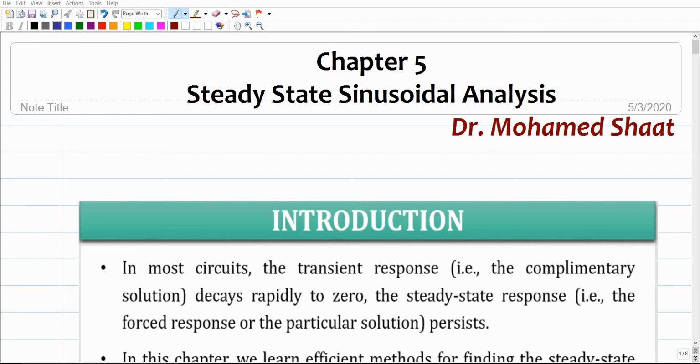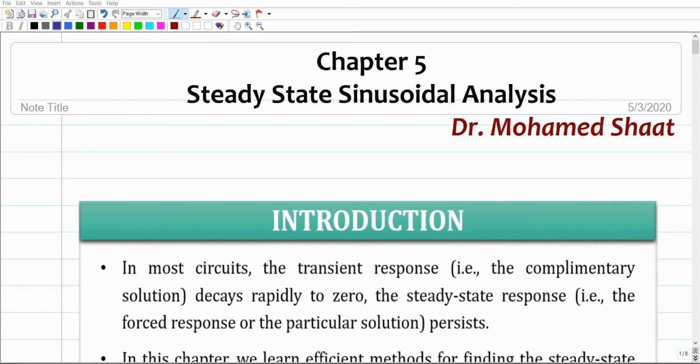In this video we're going to start a new chapter, which is chapter 5. In this chapter we're going to focus on the steady-state sinusoidal analysis of electrical circuits that include resistors, capacitors, or inductors in one electrical circuit. I'll just give you a very quick summary of what we already discussed through this course.